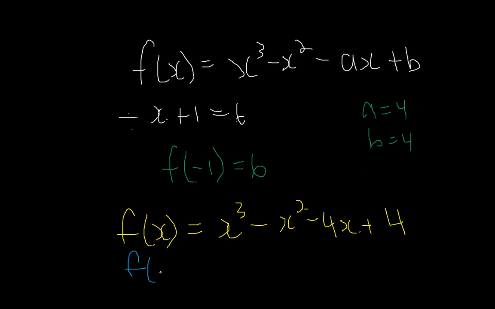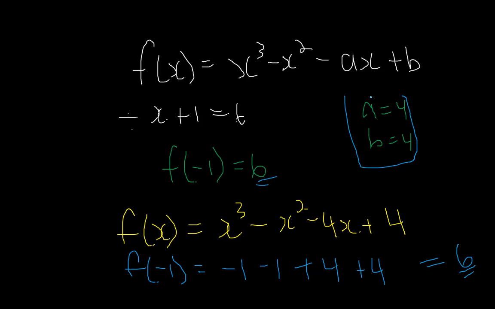So f of minus 1, we know that it's supposed to be 6. Let's double check this. Minus 1 cubed, that's minus 1. Minus 1 squared is 1. Minus 1. Minus 4 times minus 1 is plus 4, anyway, you get the idea. Plus 4 is equal to minus 1 minus 1, that's minus 2. Minus 2 plus 4, that's 2. And 2 plus 4 is 6. It adds up. And that's how I would know my answers, a is equal to 4, b is equal to 4, are correct.